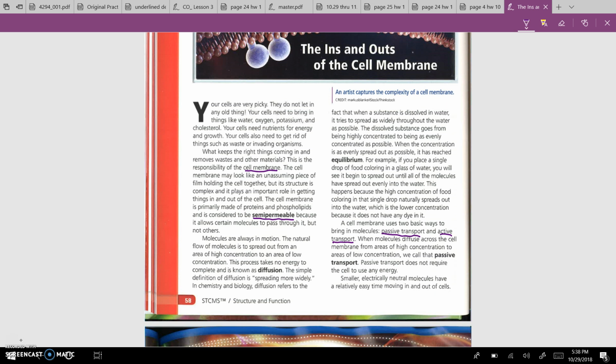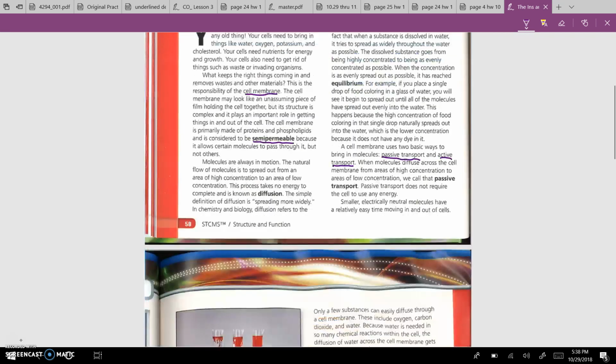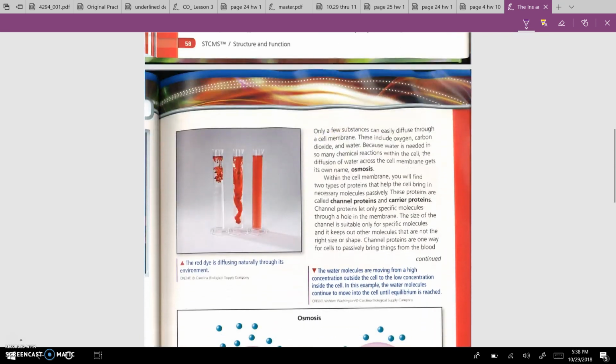Smaller electrically neutral molecules have a relatively easy time moving in and out of cells. Only a few substances can easily diffuse through a cell membrane. These include oxygen, carbon dioxide, and water. Because water is needed in so many chemical reactions within the cell, the diffusion of water across the cell membrane gets its own name: osmosis. Let's clear this up for a second. Osmosis is technically a form of diffusion, but because water is so commonly used in these reactions, when we're talking about the diffusion of water, we refer to it as osmosis.